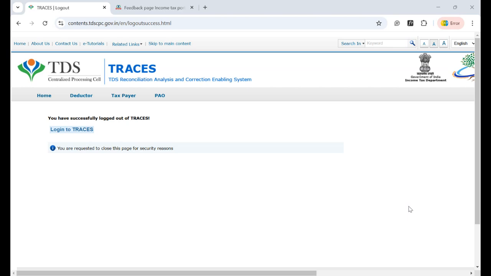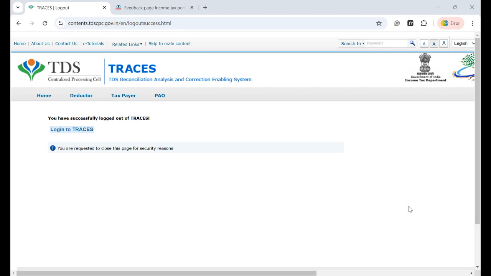Number 1 is provide 15G or 15H to your deductor so that the deductor will not deduct any TDS from your payment. On the other hand, I can get a lower TDS certificate from the assessing officer. That means my assessing officer will certify that any payment when, say, Mr. X is supposed to pay any amount to me, on that money he will deduct TDS at a lower rate.